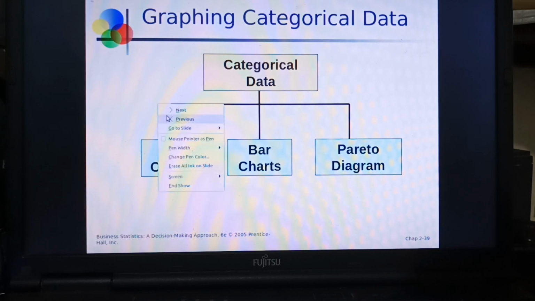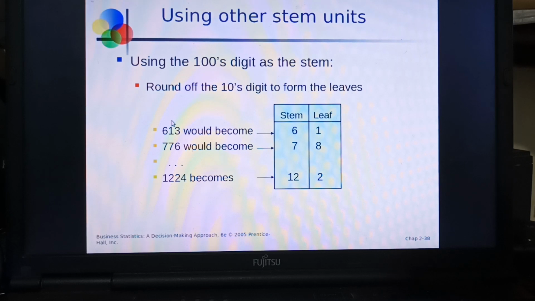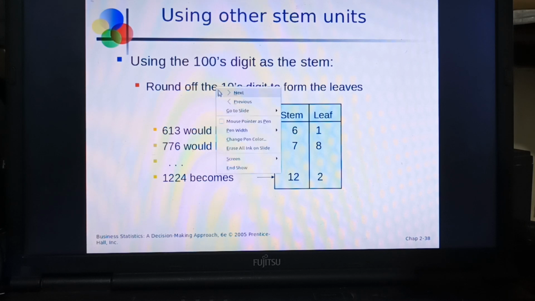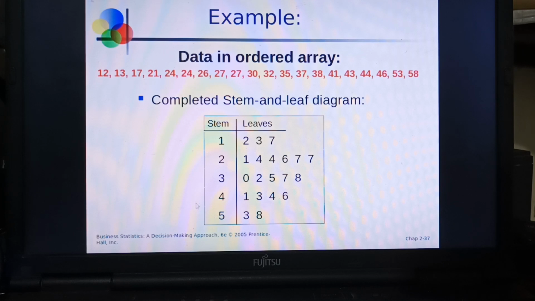That's about the stem and the leaf. It's another form of distribution which summarizes data visually, like this. This one summarizes the sorted data.